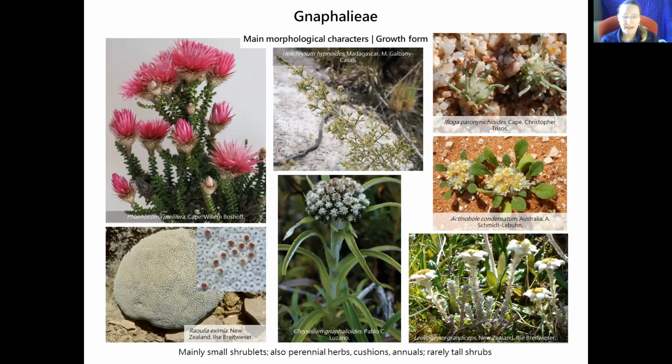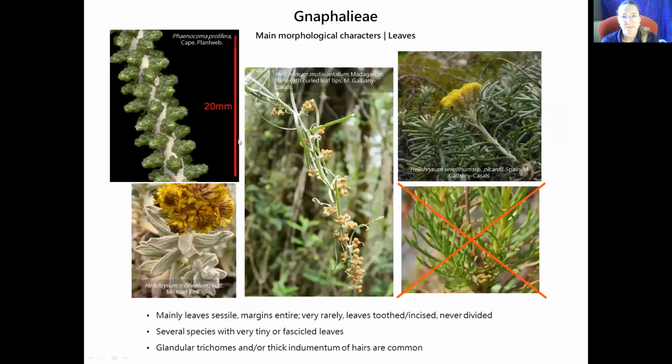Morphologically, my slides are very, very busy because there's a lot of variation to illustrate. In terms of growth form, the main growth form in Gnaphalieae are small shrublets, but there's also a lot of perennial herbs. There's some plants that have this interesting cushion growth form. There's also some very small annuals. These are actually sand grains surrounding this little Afroga. And also they can be quite tall, robust shrubs, though that is less common.